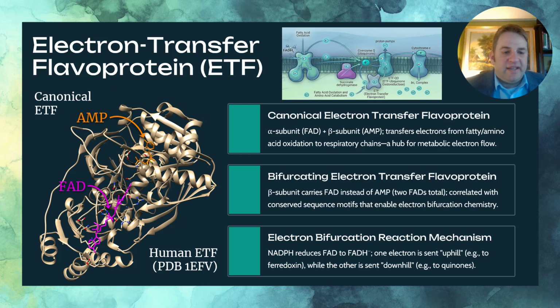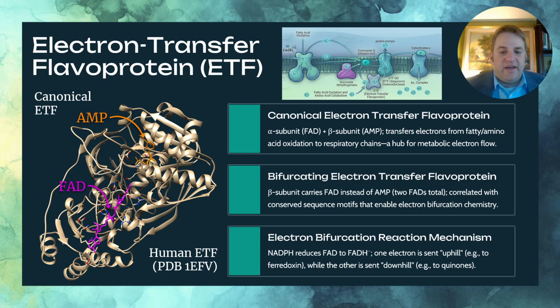Now, in a bifurcating system, it doesn't have the AMP, it has two FADs, and this is correlated with the overall conserved structural motif of these enzymes. And the pair of FADs enable electron bifurcation chemistry, which I'll describe in a moment. The idea is that during an electron bifurcation reaction, for example, NADPH might reduce FAD to FADH minus.